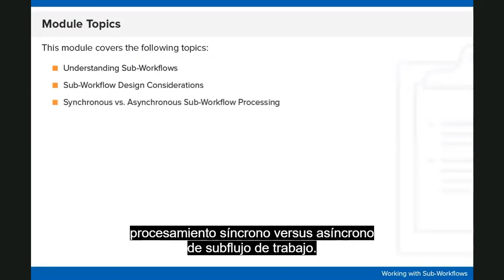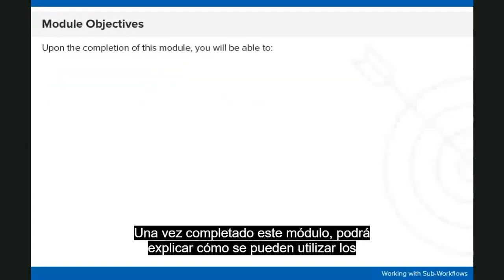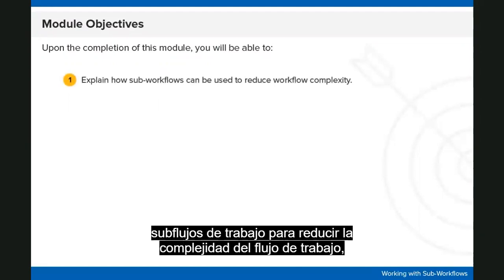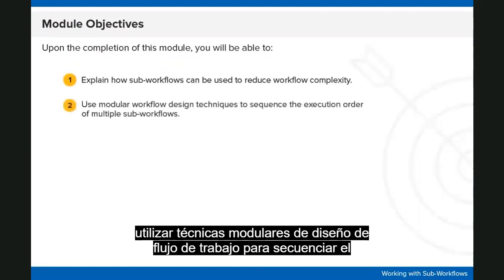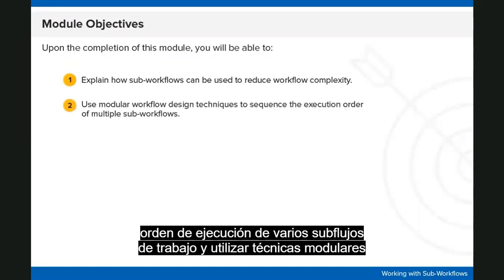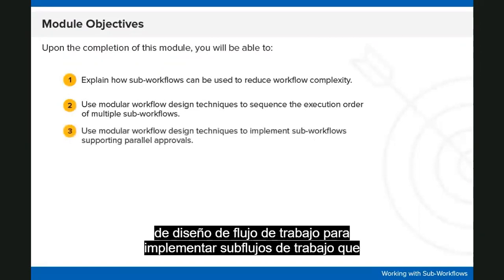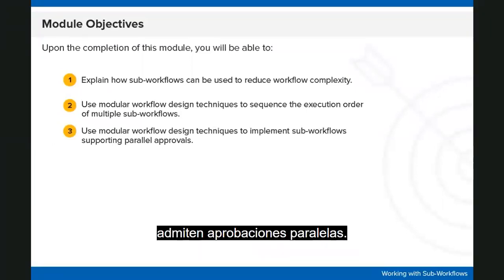In this module, we will discuss the following topics: understanding sub-workflows, sub-workflow design considerations, and synchronous versus asynchronous sub-workflow processing. Upon the completion of this module, you will be able to explain how sub-workflows can be used to reduce workflow complexity, use modular workflow design techniques to sequence the execution order of multiple sub-workflows, and use modular workflow design techniques to implement sub-workflows supporting parallel approvals.